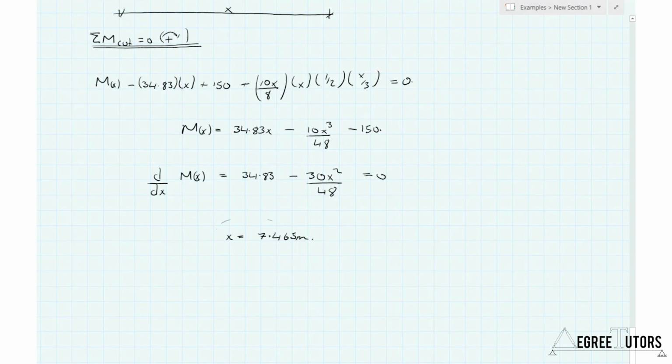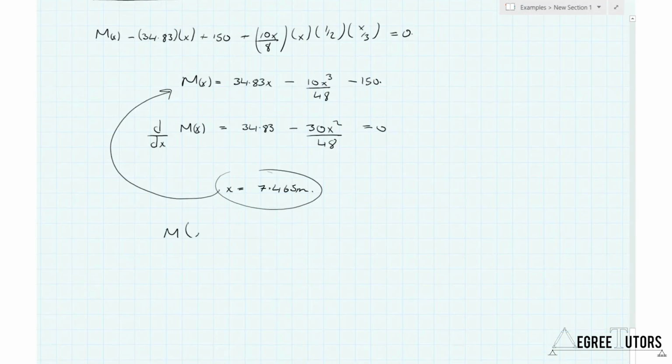Plugging that value of x back in, I can determine that M, the bending moment at that maximum, at x equal to 7.465, equals 23.34 kilonewton meters. Excellent. So at this point, we have determined all of the various moments and shear forces we need to fully define and draw the shear force diagram, the bending moment diagram, and the qualitative deflected shape. That's what we're going to move on to do in the next video.